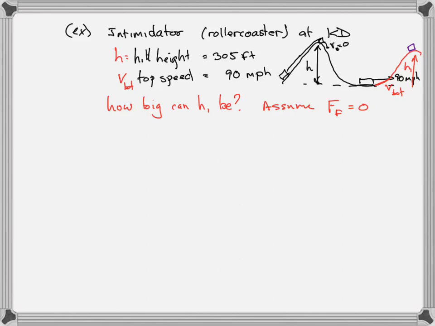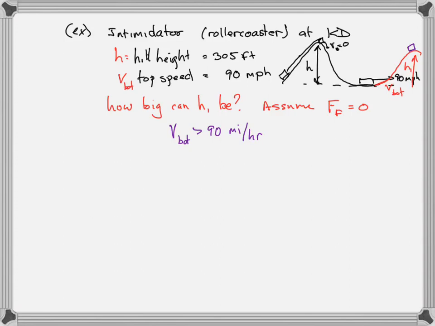Actually, I said one thing which probably is not right. The fact that it's 305 feet tall and the highest speed is 90 miles per hour does assume friction, because that's a real roller coaster. But let's ignore that. If we're assuming there is no friction, then the V at the bottom is actually going to be larger than 90 miles per hour, because of friction. So let's just say we don't know what it is. We'll just use V at the bottom.